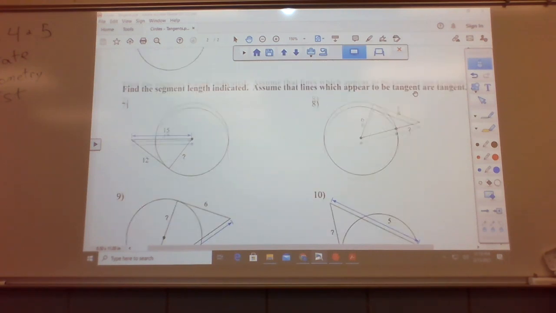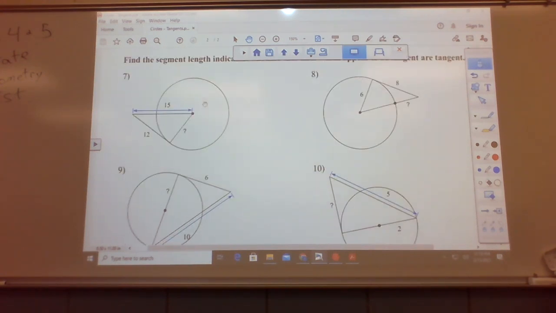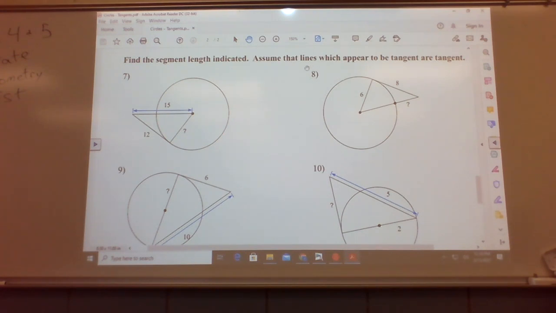Let's look through. Number 7 is just like number 1. I gave you 2 sides of the right triangle. You're figuring out the third. Number 8 is just like number 2. I gave you 2 sides of the right triangle. Yes, you need to figure out the third, but that's not your final answer. The final answer is this little segment that sticks out. So it takes an extra step at the end.